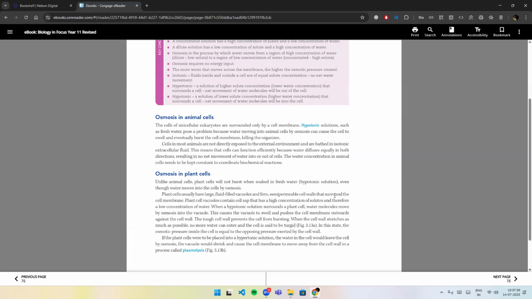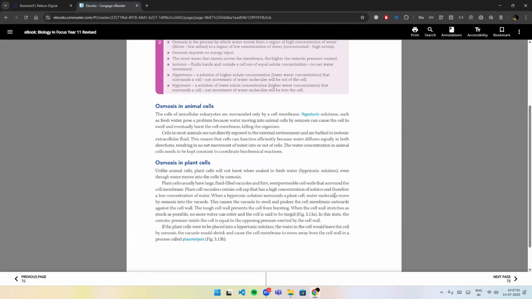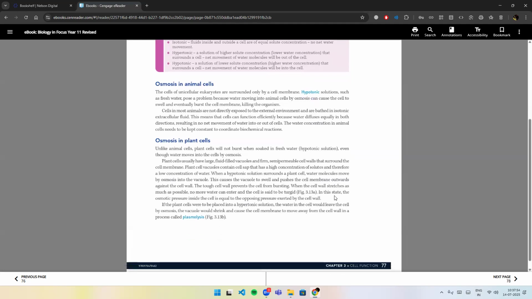The more water that moves across the membrane, the higher the osmotic pressure created. Isotonic: fluids inside and outside a cell are of equal solute concentration, so there is no net water movement. Hypertonic: a solution of higher solute concentration surrounds a cell, so net movement of water molecules will be out of the cell. Hypotonic: a solution of lower solute concentration surrounds a cell, so net movement of water molecules will be into the cell.